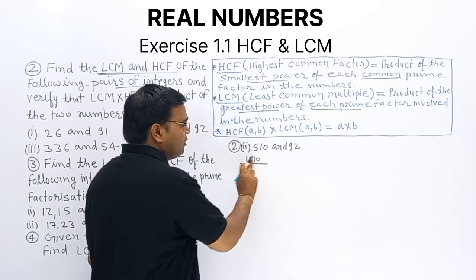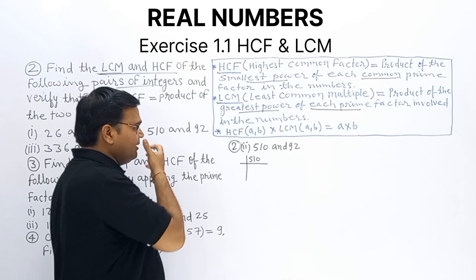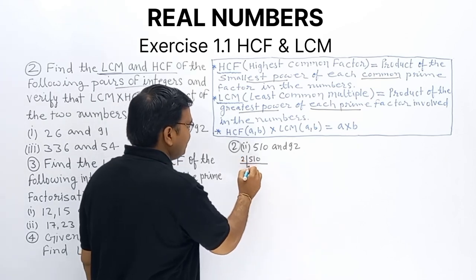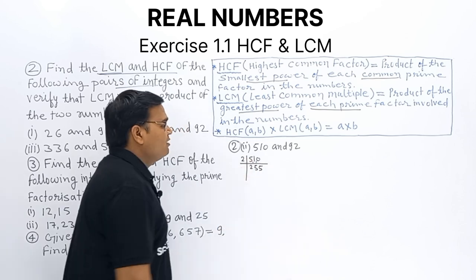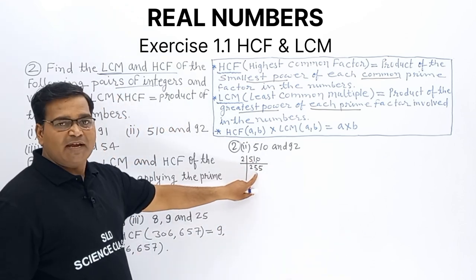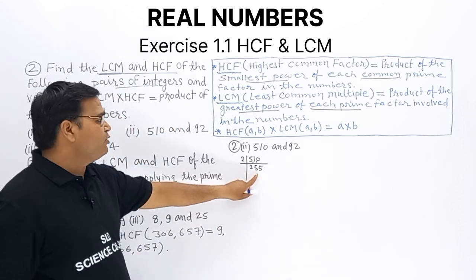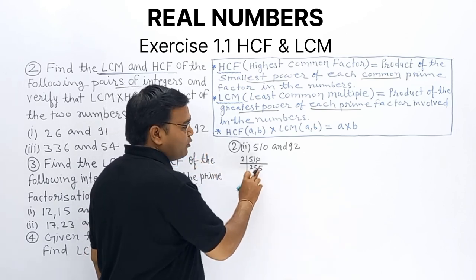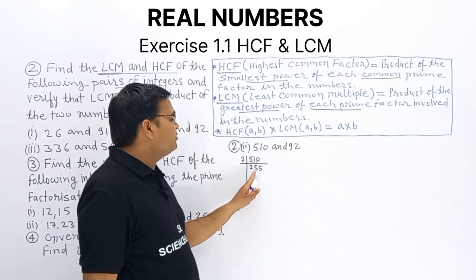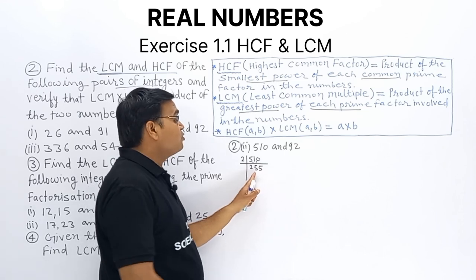510, the unit place has 0, so it will be divisible by 2. 2 times 255 is 510, 2 times 1, 5 times 1, 5 times. Now it is not divisible by 2. The next prime number is 3. So for divisibility by 3, we will check the sum of the digits of the number.